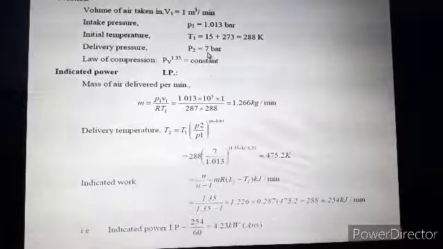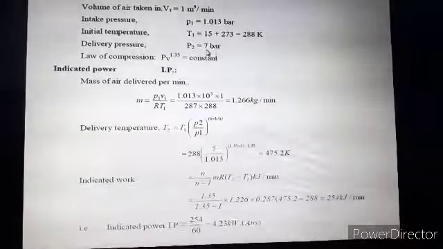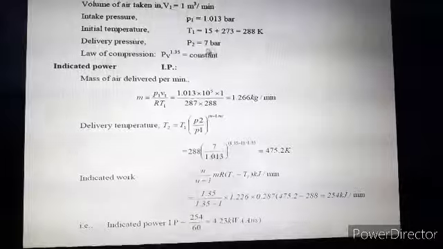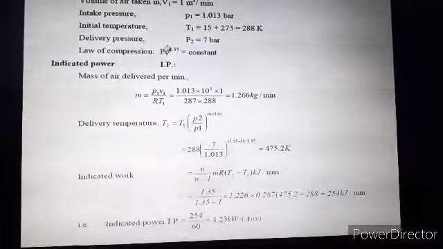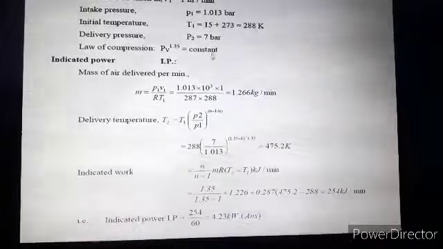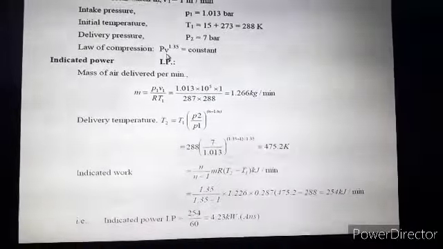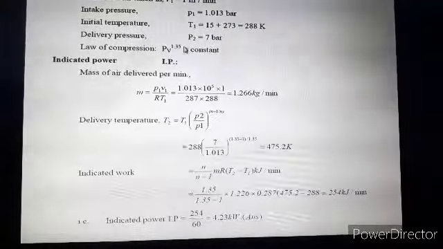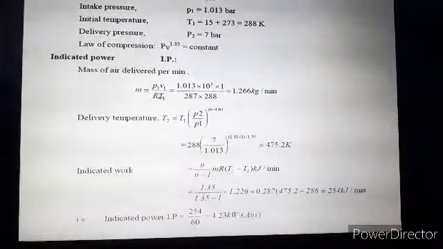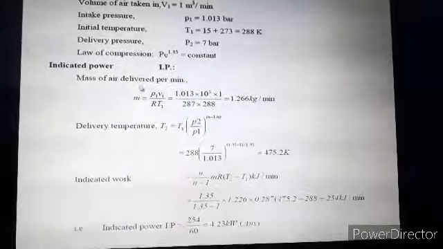Again we convert this pressure from bar to Pascal, so 7 into 10 raised to 5 Pascal, or 7 into 10 raised to 5 Newton per meter square. Then the law of compression is PV raised to 1.35 is equal to constant. Comparing this equation with PV raised to n is equal to constant, the polytropic index small n is 1.35. Now first let us find the mass of air delivered.